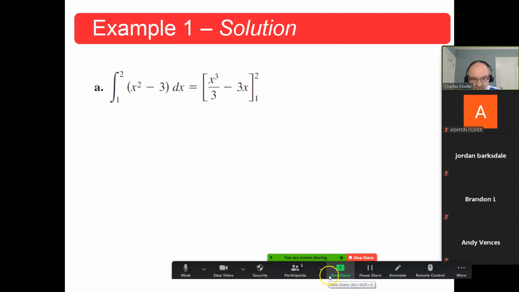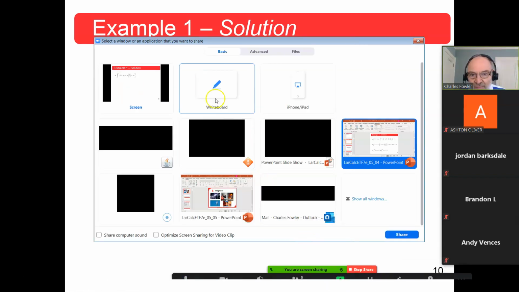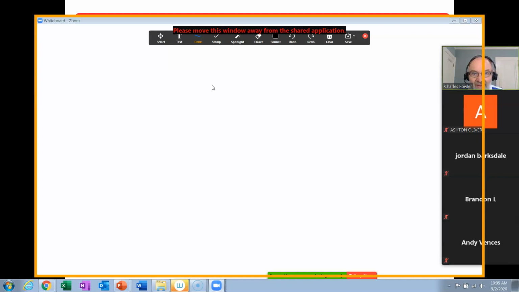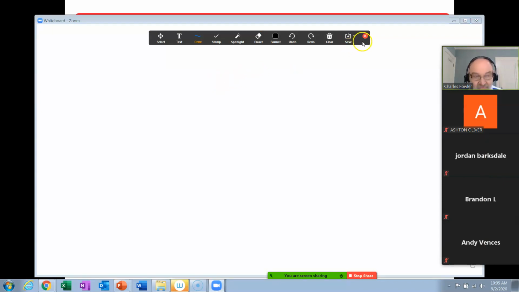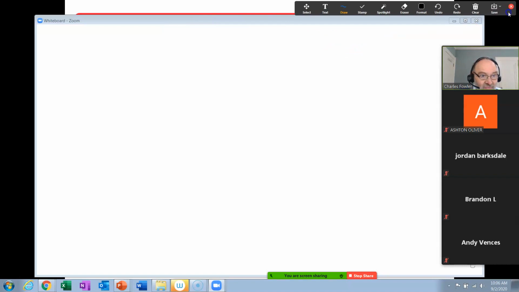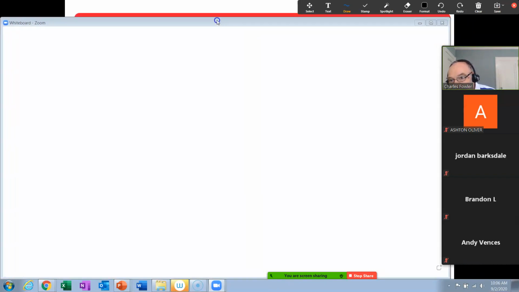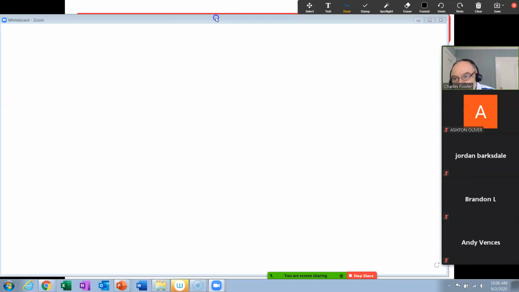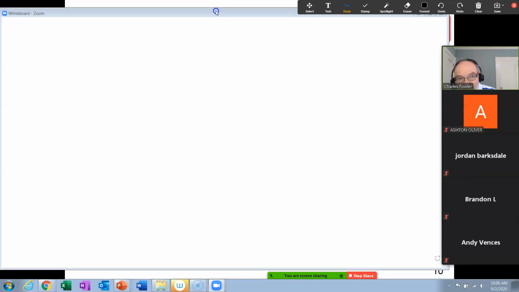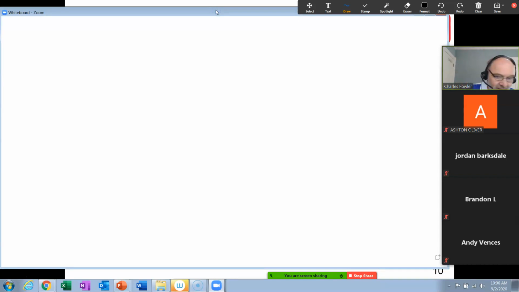And since example 2 is not on the slide set, we'll go to the whiteboard and do that. Now here again we have to do some adjusting. I want to move this taskbar as far out of the way as possible, and then move the whiteboard as far in the other way, so I get maximum white space. I have a limited amount of white space here. All right, let's go with example 2.